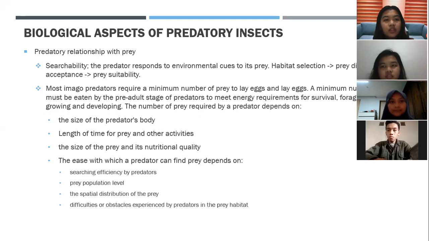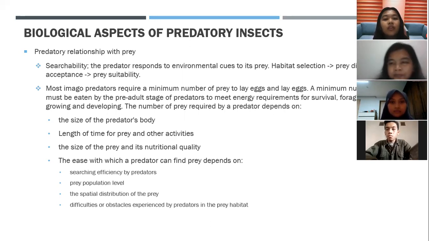The next one, predatory relationship with prey. Searchability: the predator responds to environmental focus to its prey, habitat selection, prey discovery, prey acceptance, and prey suitability. Most imago predators require a minimum number of prey to lay eggs.